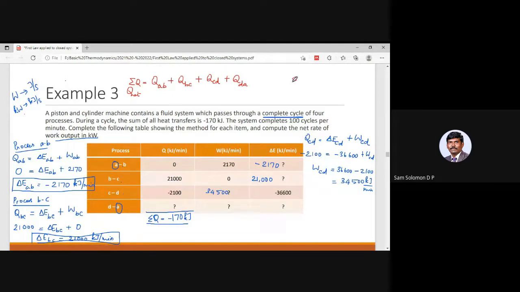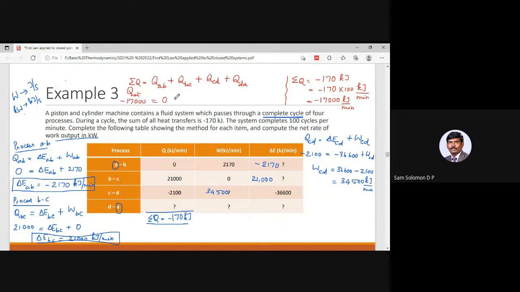So let's convert this summation of Q into kilojoule per minute. They have given summation of Q as minus 170 kilojoule. To convert it to kilojoule per minute, I'll multiply this with 100 cycles per minute, which will give me the answer in kilojoule per minute, which means minus 170 followed by 2 zeros, so minus 17,000 kilojoule per minute. Is that okay? So I can write this as minus 17,000.